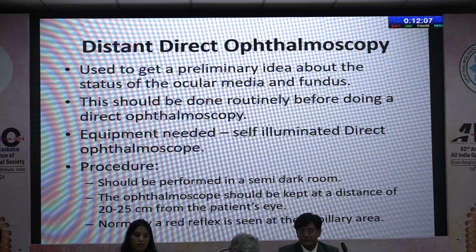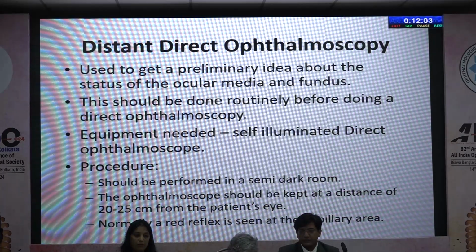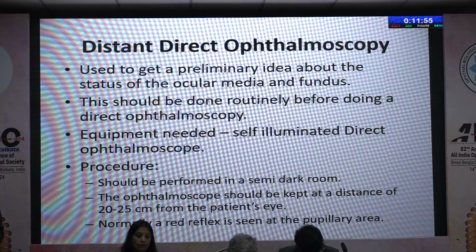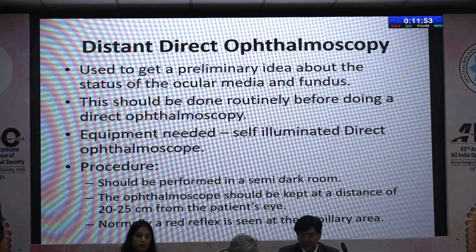Next, we are discussing distant direct ophthalmoscopy. It is used to get a preliminary idea about the status of ocular media and fundus. This should be done routinely before doing direct ophthalmoscopy. Equipment needed: a self-illuminated direct ophthalmoscope. The procedure should be performed in a semi-dark room. The ophthalmoscope should be kept at a distance of 20 to 25 centimeters from the patient's eye.